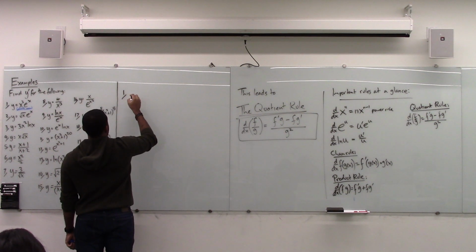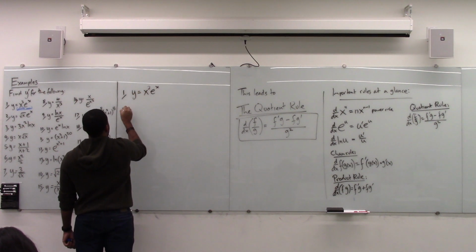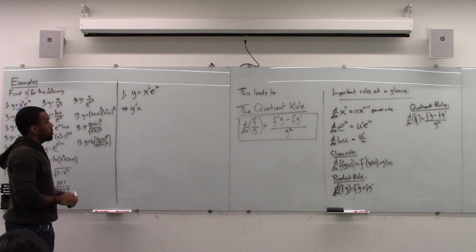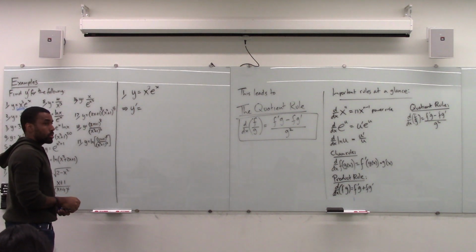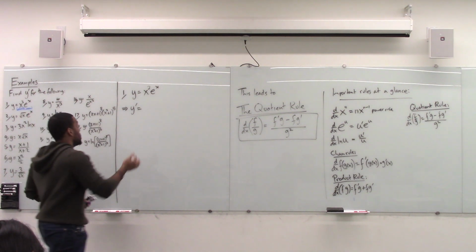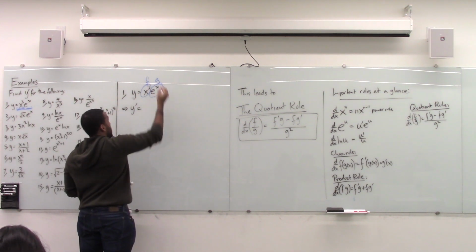Okay, so problem 1. If my y is x cubed e to the x, what is my y prime? What would you do here? It's a product. There are two functions here, they are multiplying each other. It's an f and a g.